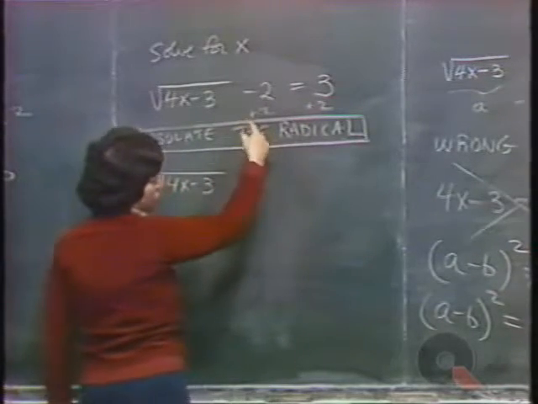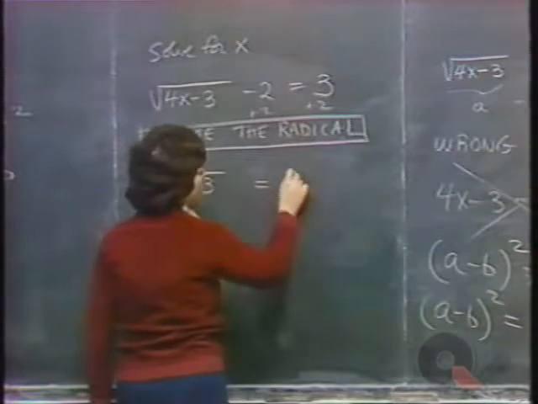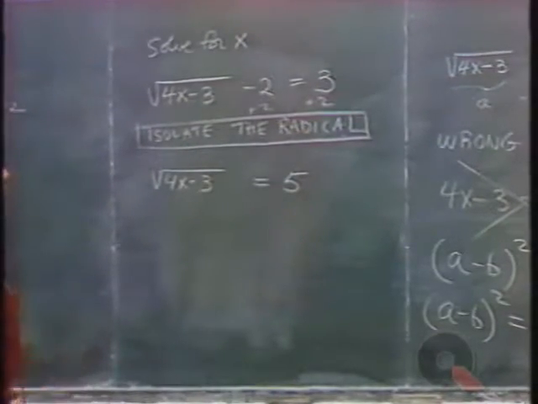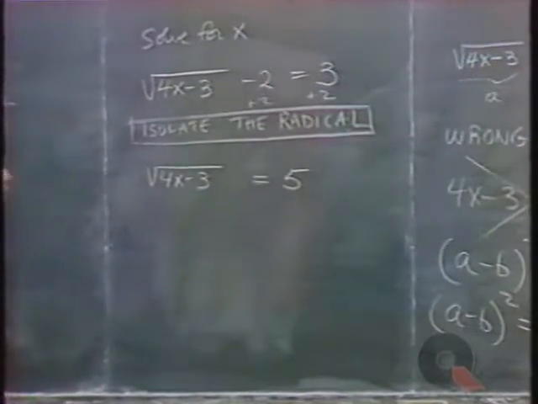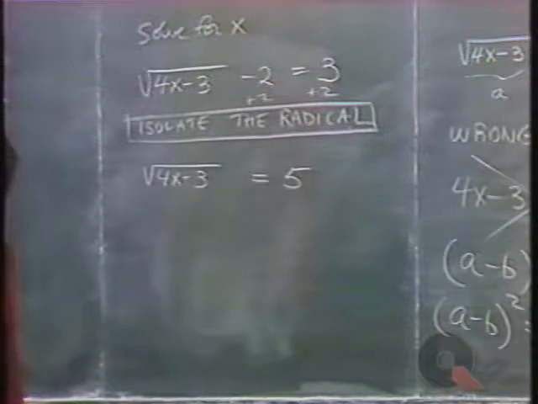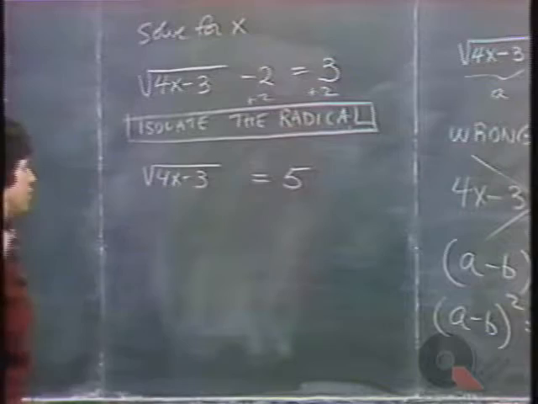The minus 2 and the plus 2, of course, drop out. And on the right side, I have 5. So I've added 2 to both sides of the equation. The object was to isolate the radical. It should be alone on one side of the equation. Now you square both sides of the equation.